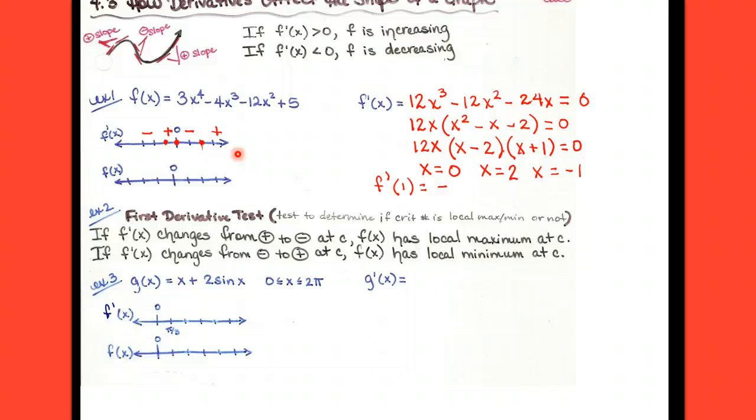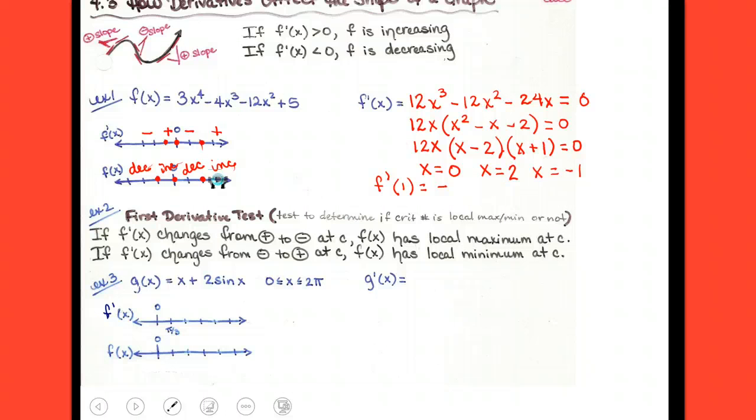So now I can go through and say, okay, wherever my derivative was positive, my original function is increasing. Wherever my derivative was negative, my original function was decreasing. So I can come down here and say derivative negative, original function decreasing. Derivative positive, original function increasing. Derivative negative, original function decreasing. Derivative positive, original function increasing. And so I have that side-by-side comparison to be able to see what's happening.